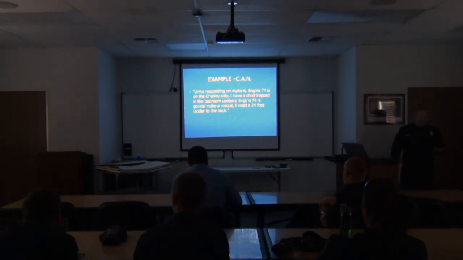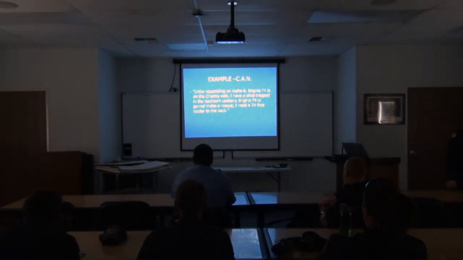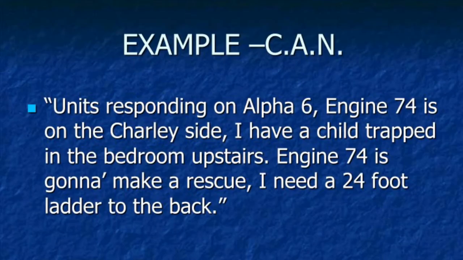So here's an example CAN report. Units responding on Alpha 6, Engine 74 is on the Charlie side. I have a child trapped in the bedroom upstairs. Engine 74 is going to make a rescue. I need a 24-foot ladder to the back. Okay. This is the update from Engine 74, who arrived with smoke on the Charlie side. They now have a fourth side view. How did they get it?